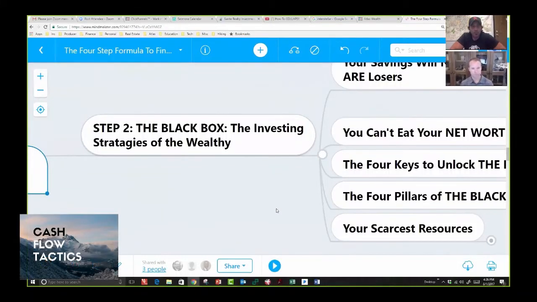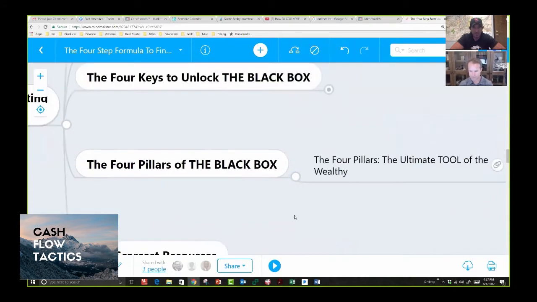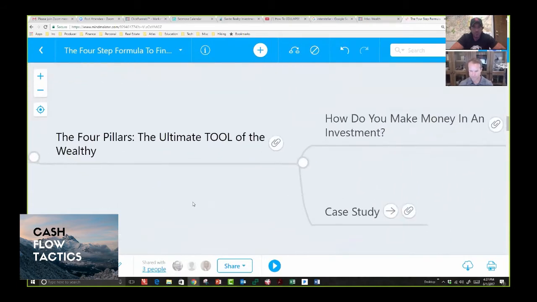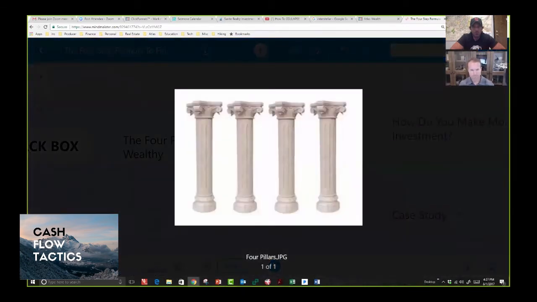All right, Cash Flow Tactics fans, we're back in the mind map. We're in step 2. We're in the 4 pillars of the black box. You want to scroll over, Ryan? Pop open the black box. The ultimate tool of the wealthy. Here come the 4 pillars.